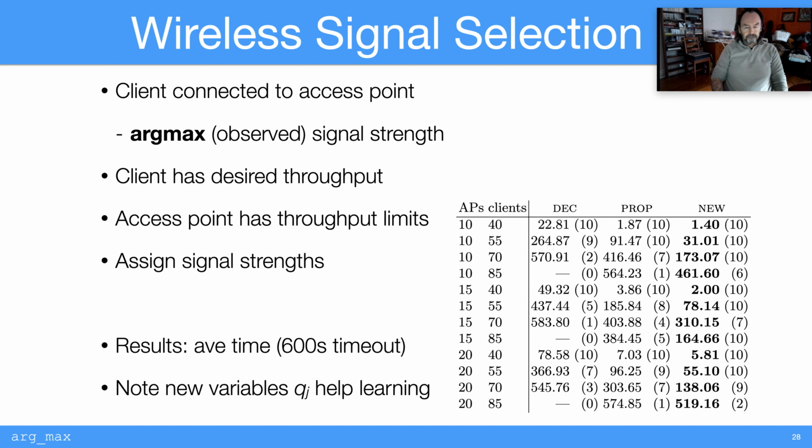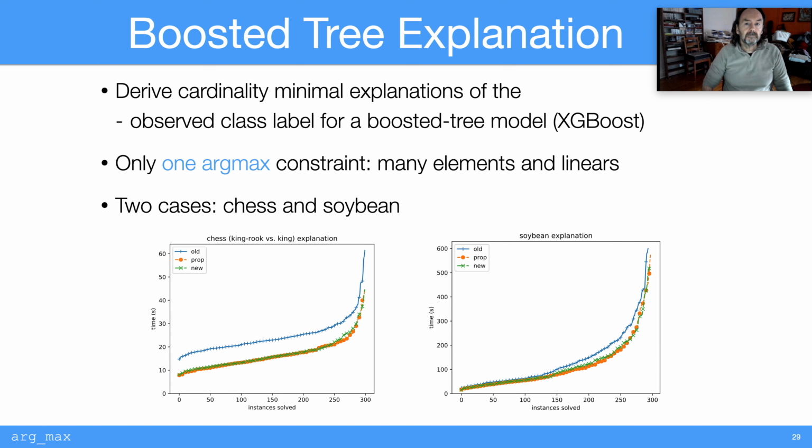For boosted trees, here we've got a boosted tree model, XGBoost, and we've got an instance which has been given a class label, and we want to derive the cardinality minimal explanation. So what is the smallest part of that instance which will force that class label. This is a large model, but it only has one argmax constraint. Most of the model is element and linear constraints.